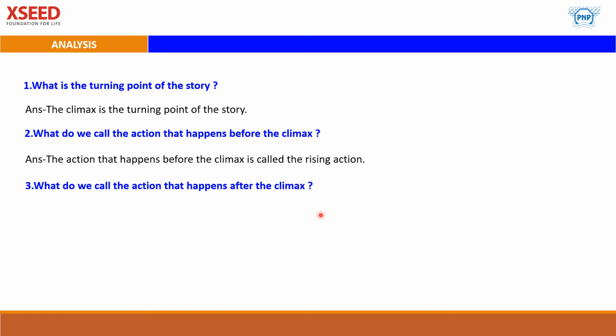Now what do we call the action that happens after the climax? We had only two actions. One was the rising action that we have already seen, and the last one is the falling action. The action that happens after the climax is called the falling action. Correct.